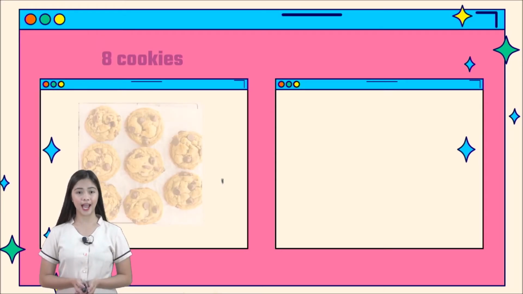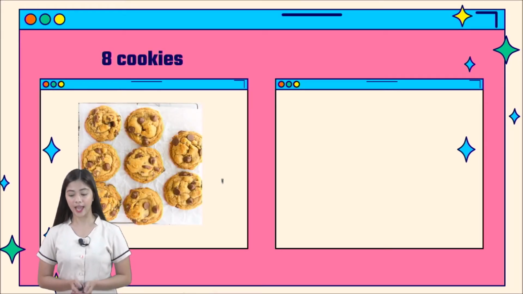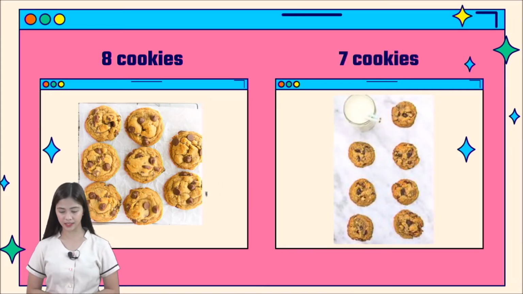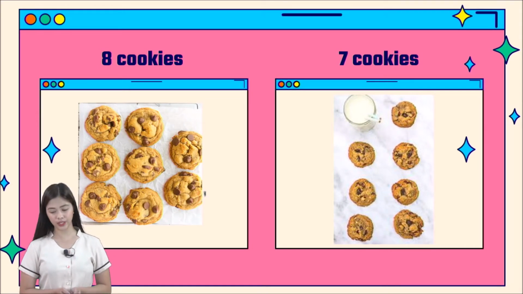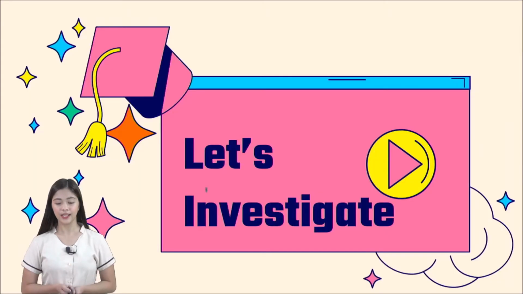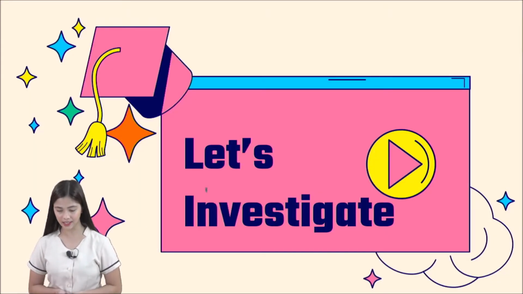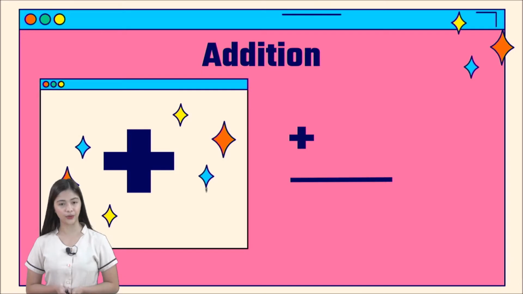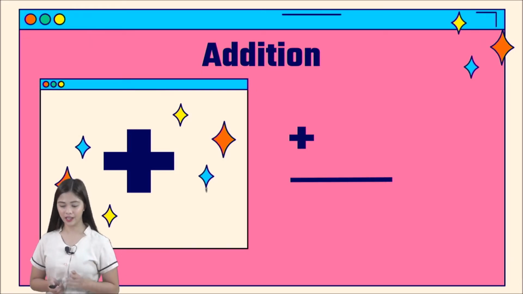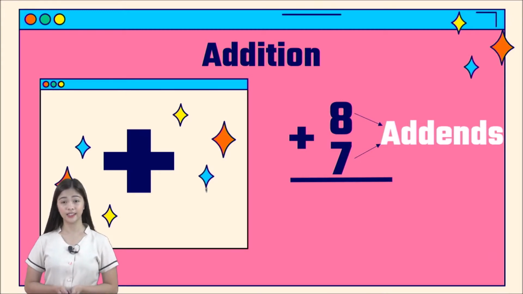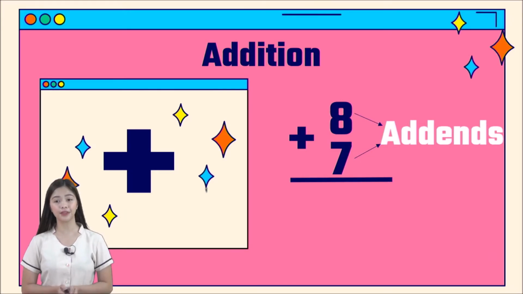So Jeffrey has 8 cookies, and his mother gives him another 7 more cookies. So now, how many cookies does Jeffrey have in all? So let's investigate. Okay, kids, let us add his cookies and the cookies given by his mother all together. So we are going to use addition, okay? So 8 and 7 are the addends. Again, kids, we call 8 and 7 the addends.